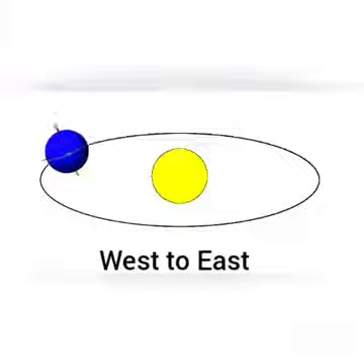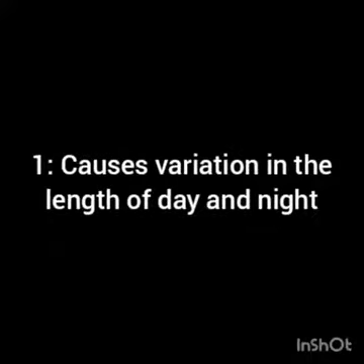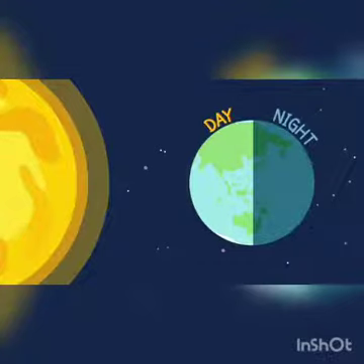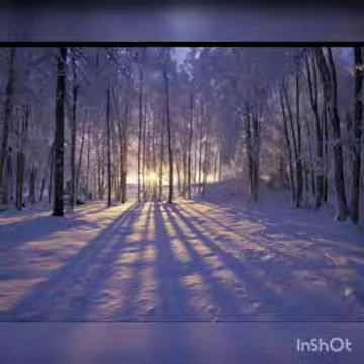Now, moving further in the chapter, let's learn about the effects of revolution of the Earth. First point, it causes variation in the length of day and night. Now, variation in day and night doesn't mean day or night becomes longer. Instead, it means the more light the Earth gets that day, we consider it a long day, and the less the light, the longer the night becomes. As we experience, daytime is shorter in winter than in summer.